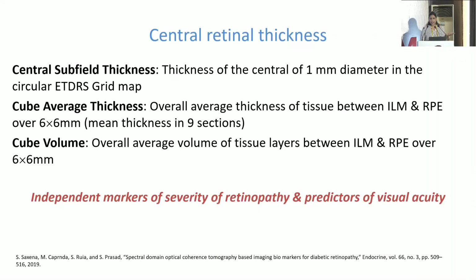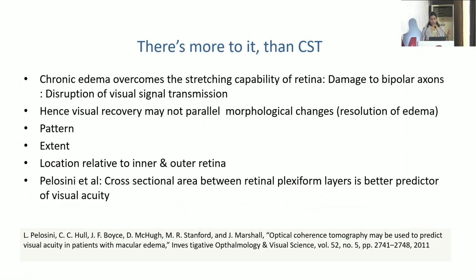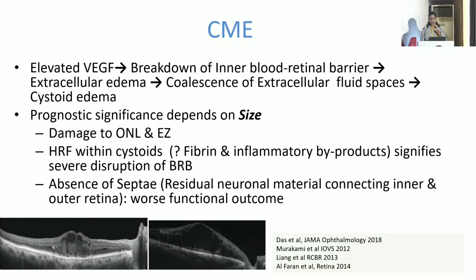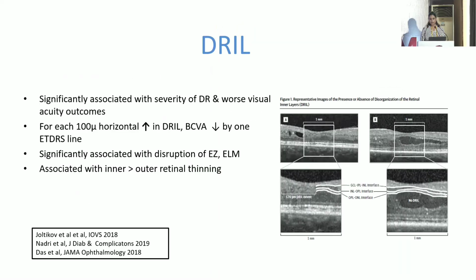Then more than central retinal thickness, there are other entities we look at, like subfoveal neurosensory detachment, which indicates local hypoxia, compromised ELM, and which leads to reduced retinal sensitivity. Then CME, which is because of the elevated VEGF and breakdown of the inner blood retinal barrier. Then disorganization of retinal inner layers: with increasing duration of DME, it results in worsening of inner retinal morphology.